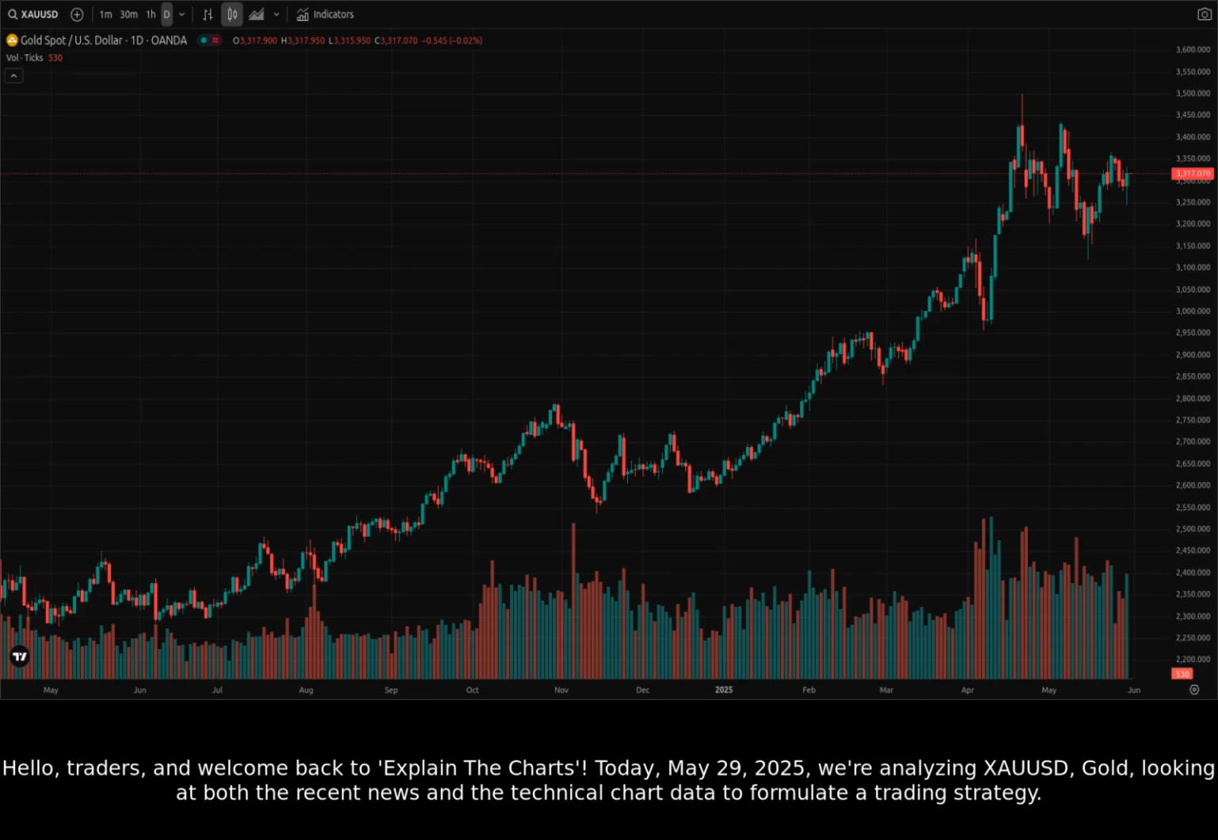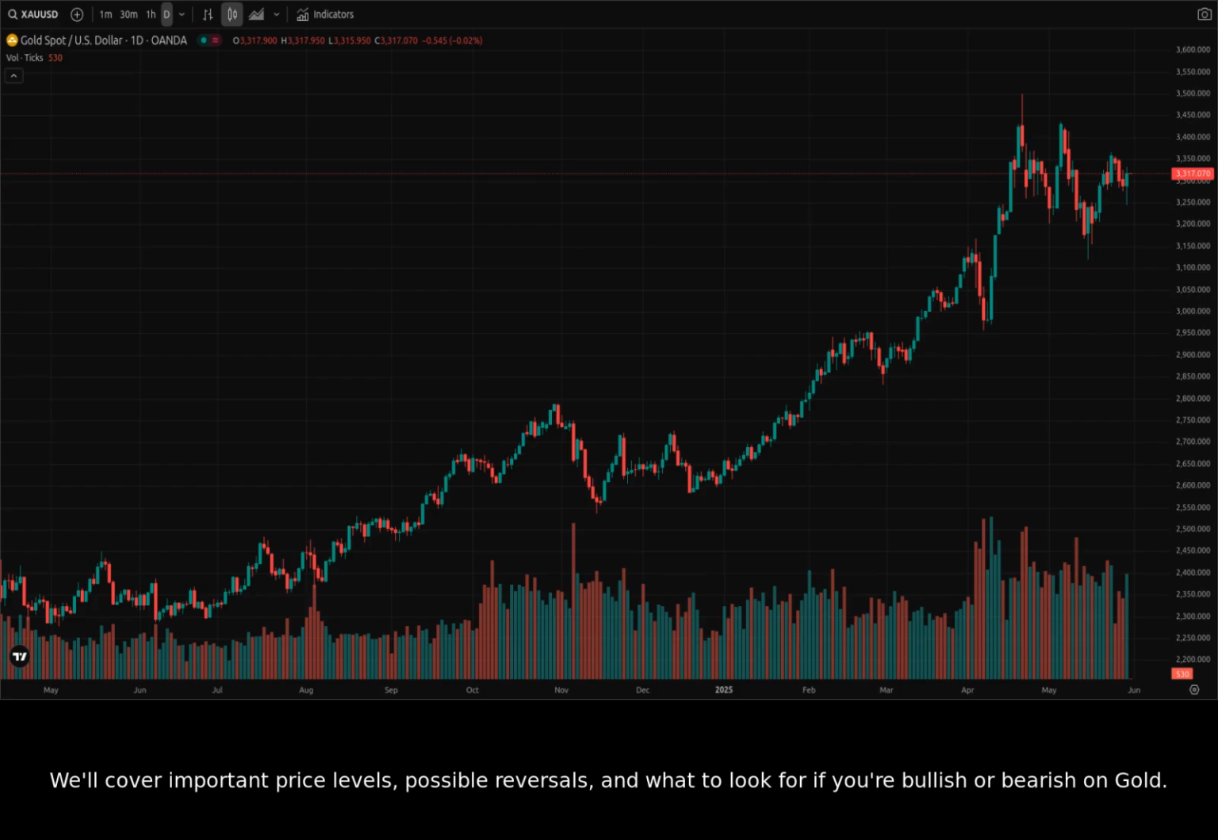Today, May 29th, 2025, we're analyzing XAUUSD, gold, looking at both the recent news and the technical chart data to formulate a trading strategy. We'll cover important price levels, possible reversals, and what to look for if you're bullish or bearish on gold. First, let's catch up on some of the key headlines influencing the market.